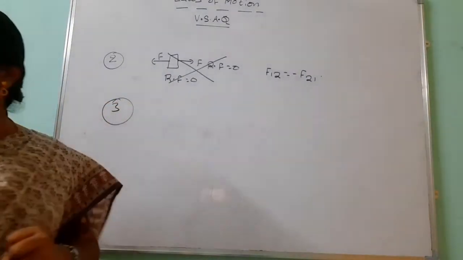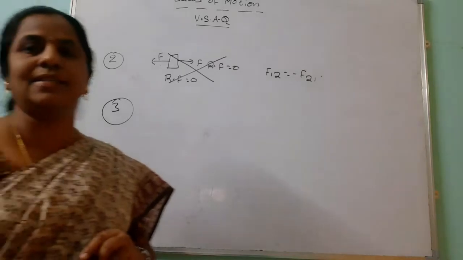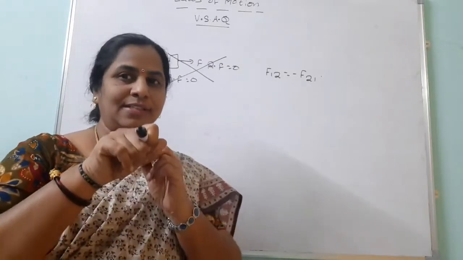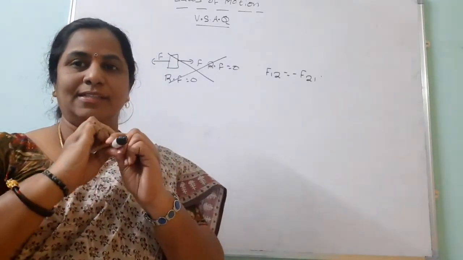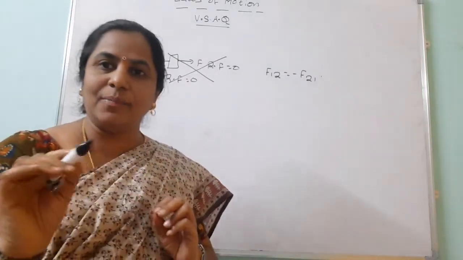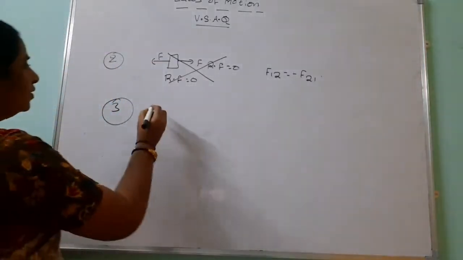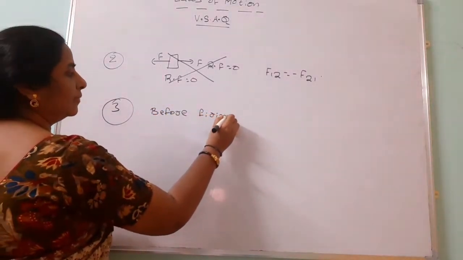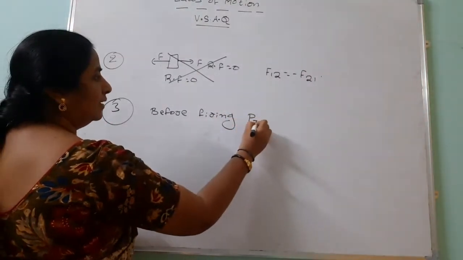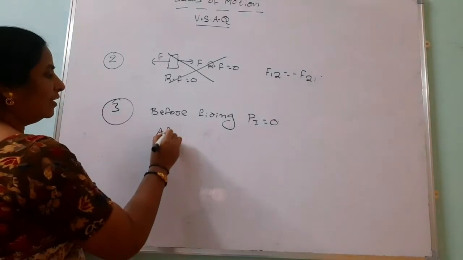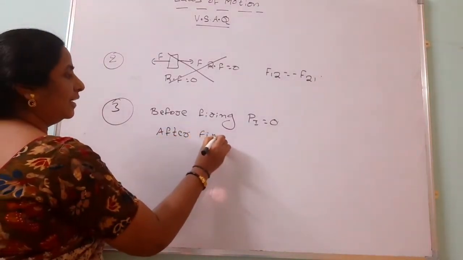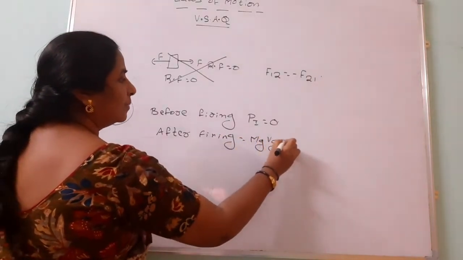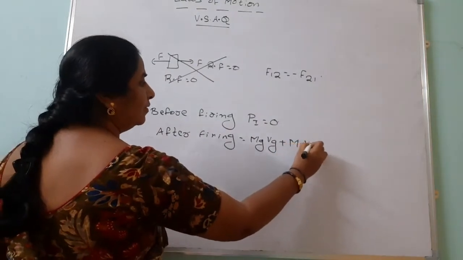Then the third very short answer question is: when a bullet is fired from a gun, why does the gun give a kick in the backward direction? This is the gun, and this is the bullet. Initially, the gun and bullet are both at rest. So before firing, the initial momentum equals 0. Then after firing, the momentum is mass of the gun times velocity of the gun plus mass of the bullet times velocity of the bullet.